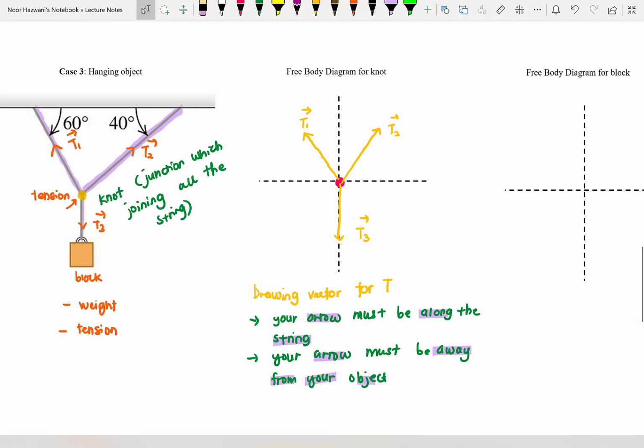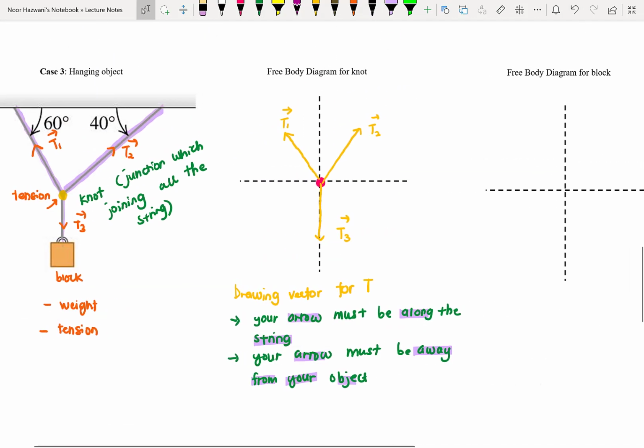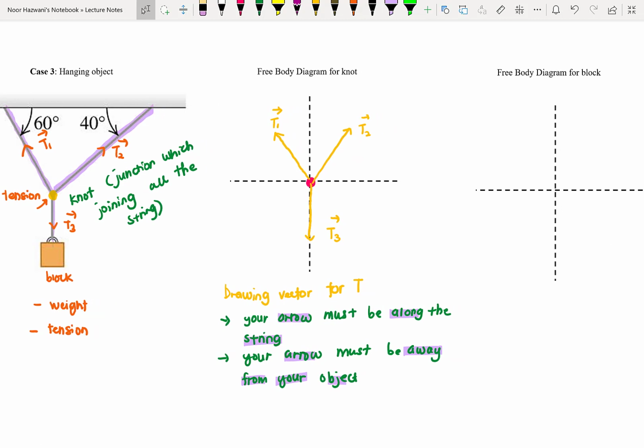Okay, so moving on to the free body diagram for the block. Don't forget to put your dot at the origin. Okay, we have weight which is always pointing downward. So the arrow, and don't forget to label your W. And then now time to draw the T3.